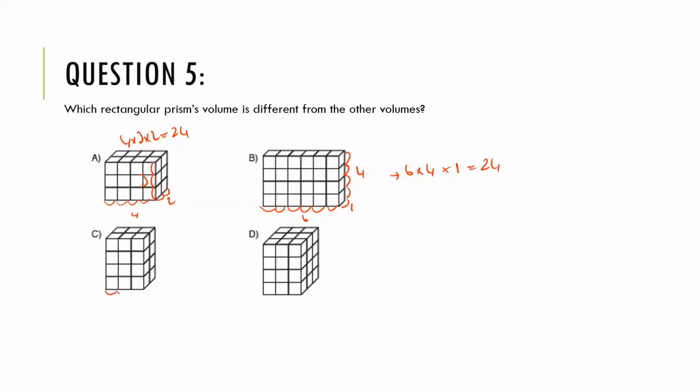Here 1, 2, 3 and 2, and the height is 4. It is again 24. Let's look at this. 1, 2, 3, 1, 2, 3, 1, 2, 3, 4. It is 4 multiplied by 3 multiplied by 3. It is different from the others. The answer is D.